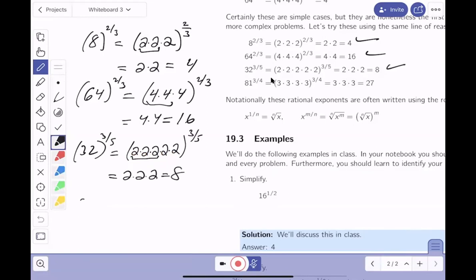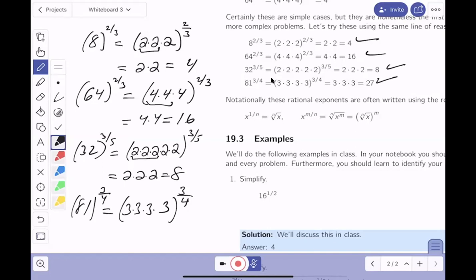All right, 81 to the 3/4. What do they want? 3 of the 4 equal factors. 3, 3, 3, 3. They want 3 of the 4 equal factors. That would be 27.